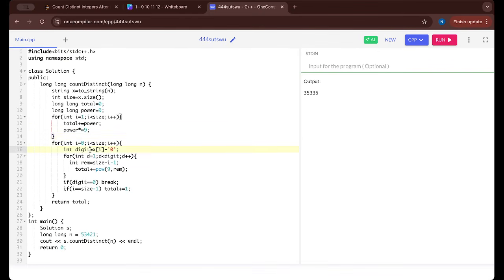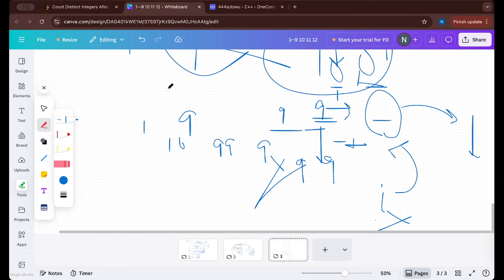So now start going through all the digits, digit by digit. Here we did not consider x of i before, because only the count of digits mattered. But here we want the digit also. So power into digit is equal to the ith number, and then we have to loop through all the numbers less than this digit. Why are we not doing this up to and including the digit? Because that will be indirectly counted, right?